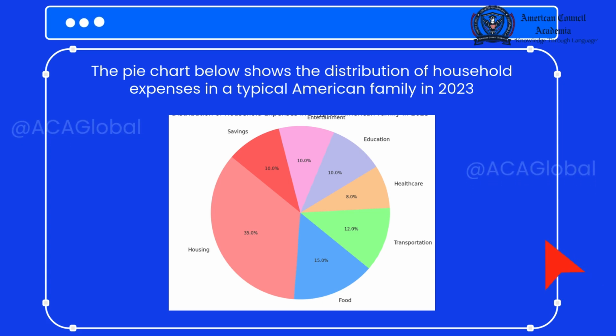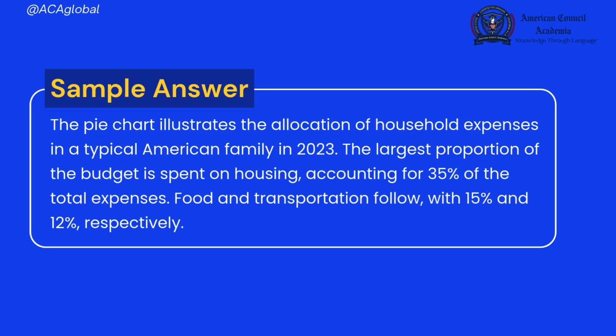Chart examples. The pie chart below shows the distribution of household expenses in a typical American family in 2023. Sample answer. The pie chart illustrates the allocation of household expenses in a typical American family in 2023. The largest proportion of the budget is spent on housing, accounting for 35% of the total expenses. Food and transportation follow, with 15% and 12%, respectively.